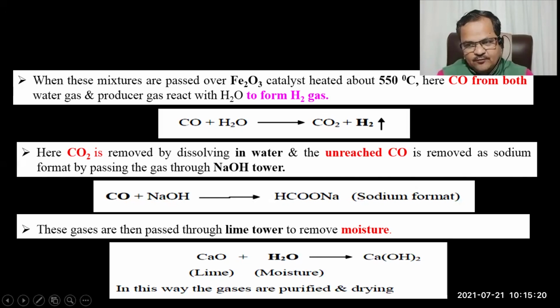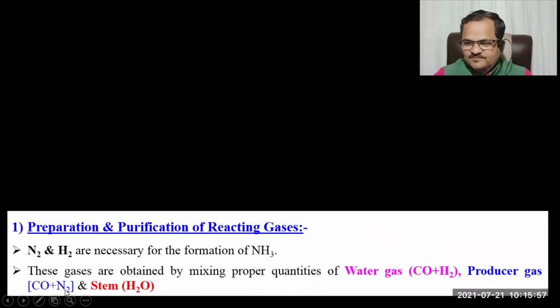Actually, in this figure we have not shown all these things, but there is one compartment in which limestone is filled. So this mixture is passed through limestone. When this mixture comes in contact with limestone, the limestone absorbs moisture from the reactant gases. In this way the moisture is removed, CO is removed, and CO2 is also removed. Now what remains? Only H2 is remaining.